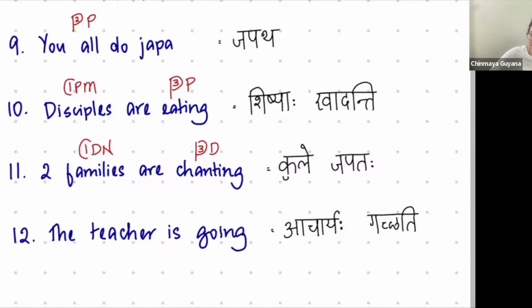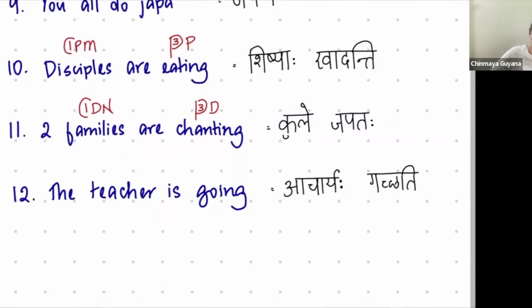Okay. The teacher is going. Who? So now what is our verb? Is going. Who is going? The teacher. So the teacher is subject. How many? Singular. And you check and see that is masculine. Okay, so now you see our verb. Which person is our verb? The teacher is third person. How many teachers? Singular. Remember, I take all questions at the end, right? Teacher is singular. So that will become acharyaha gacchati.